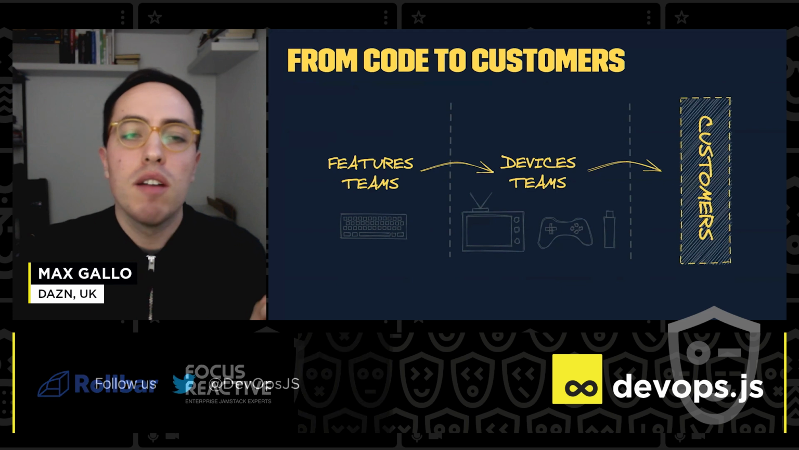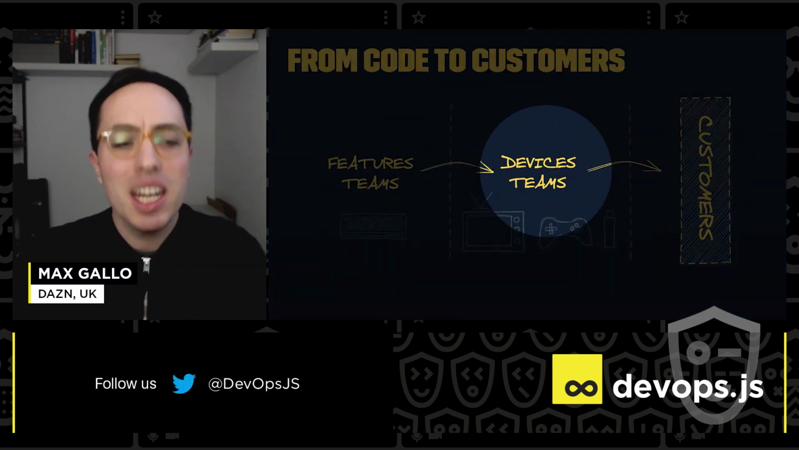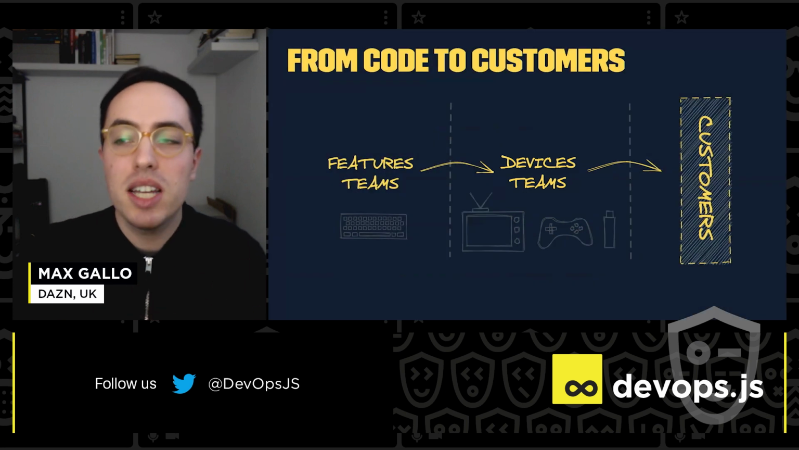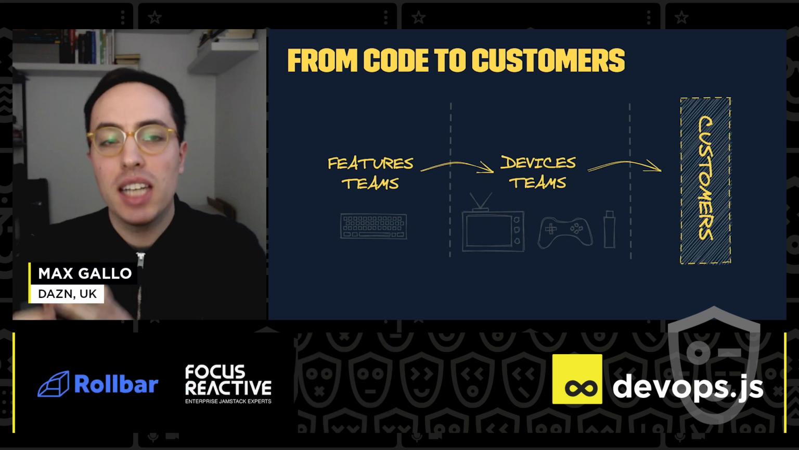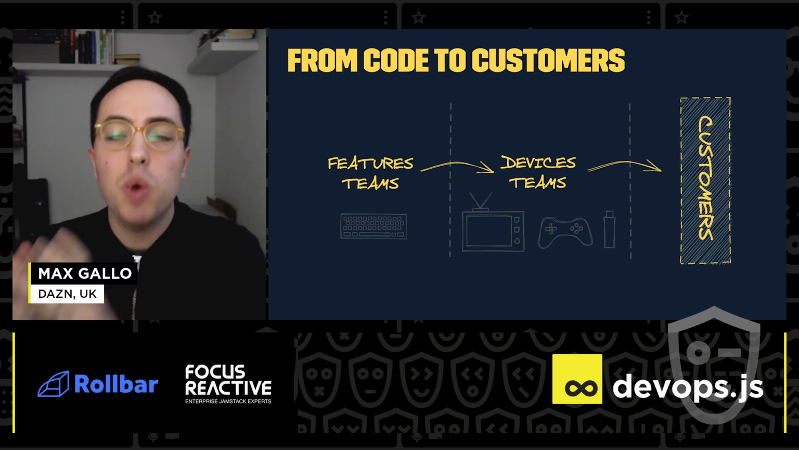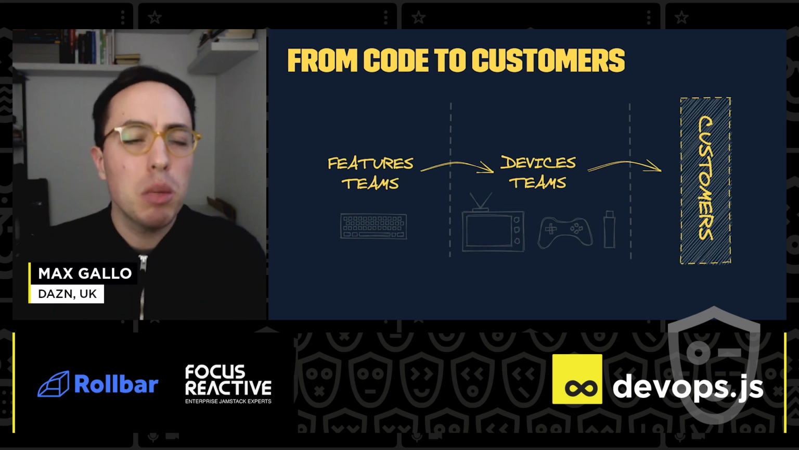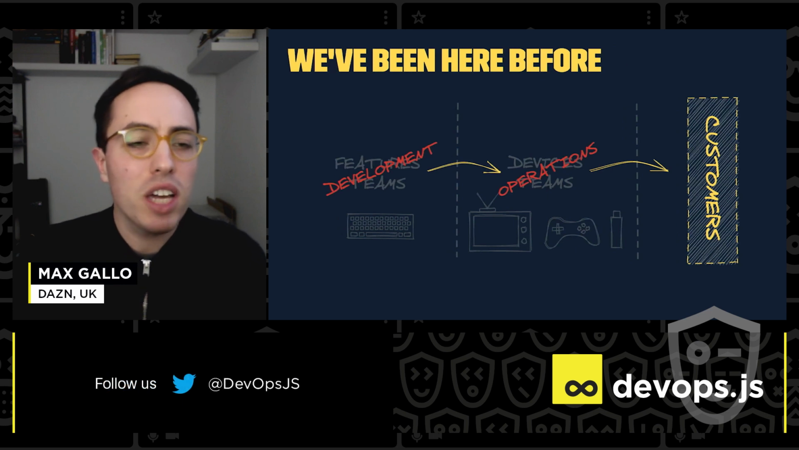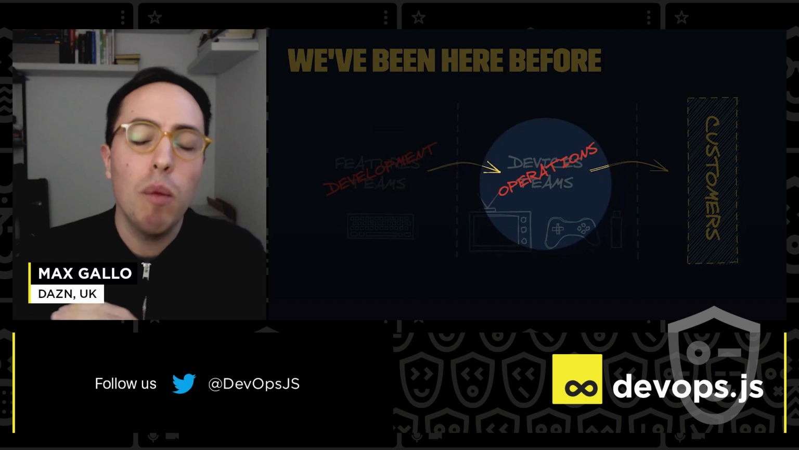system, which goes from developing a feature to the customer, which has a handover between feature teams and device teams. So we prepare something, we hand it over, and this team checks that everything is fine. So if they are able to say, okay, this runs, we go to customer. But we have been here before. We have seen this. And what if I call this team here development? And what if I call this team here operation?